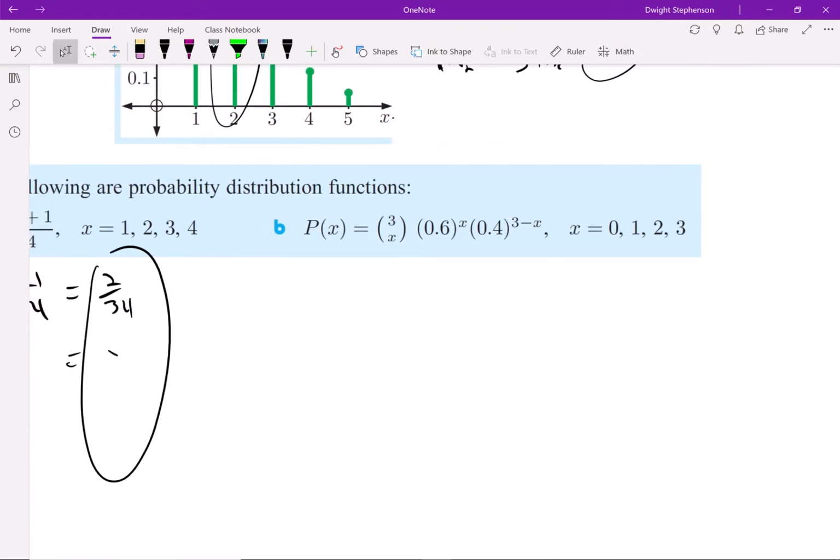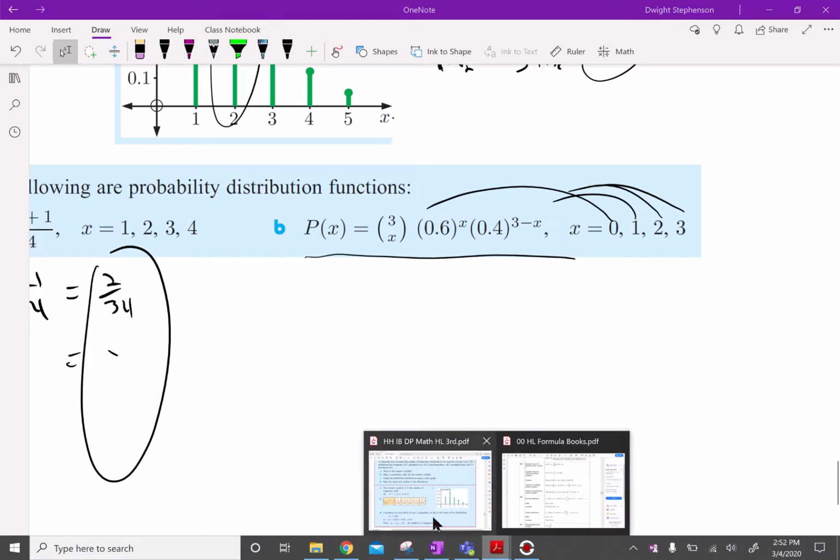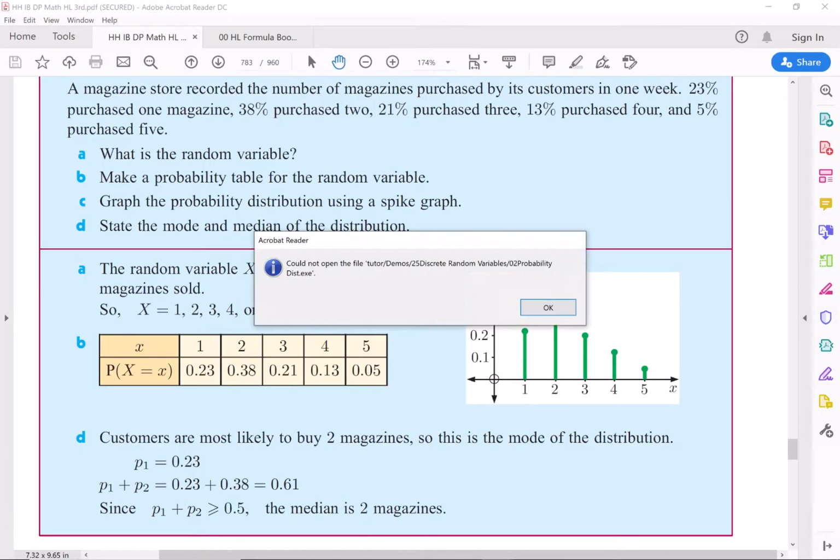Same idea here, right? We're trying to check if it's a probability distribution function. So I would plug in 0, I'd plug in 1, plug in 2, plug in 3. I would check first and make sure no probability is greater than 1 or less than 0. And third, make sure if I add up all the probabilities that I will get exactly 1. And we'll just look at this so you can see what it looks like.